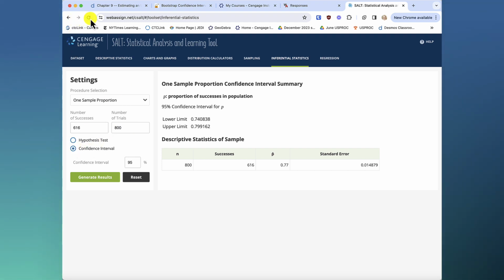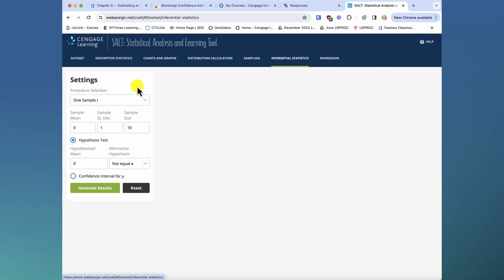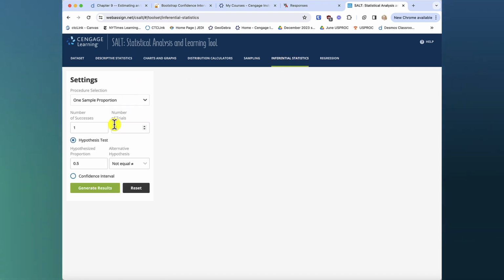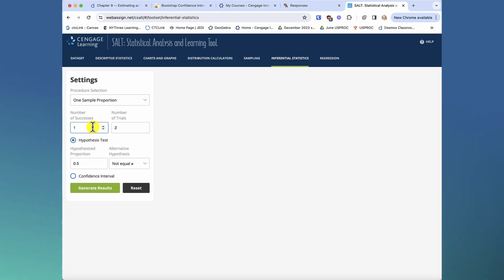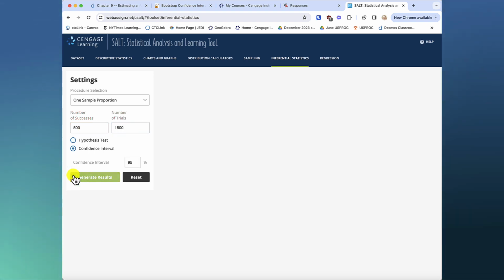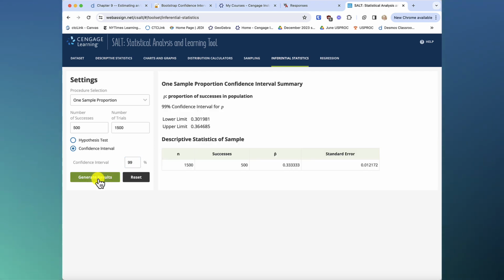So actually, why don't I just redo this? Inferential statistics, one sample proportion, change my successes to, let's say, 500, and the number of trials to be, let's say, 1500. Choose the button confidence interval. Choose my confidence level. 95% is default, but you can click in the box and make it 90 or 99. Click generate results, and you're done.